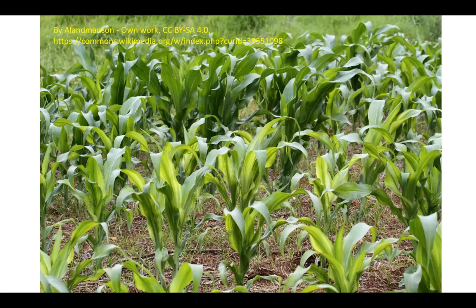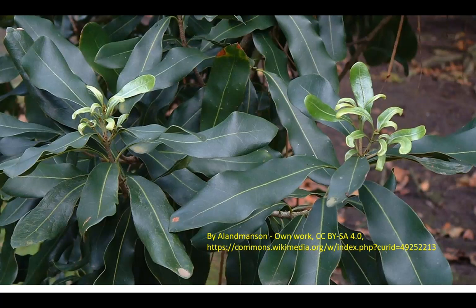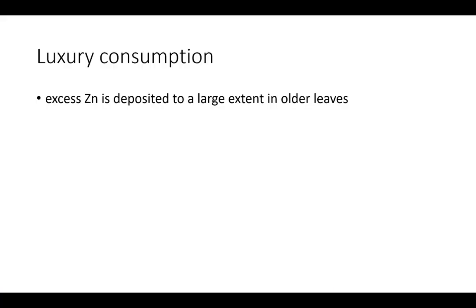This is on avocado. You can see how this is appearing on the younger leaves. It looks to be very problematic. You're getting a distortion of the younger leaves. They are not growing up to the morphology that you would want. Luxury consumption. If there is too much zinc in the soil, it will be absorbed and deposited in the older leaves. This will immobilize it for a little bit of time, but eventually these older leaves are going to drop off and recycle the zinc back into the environment.